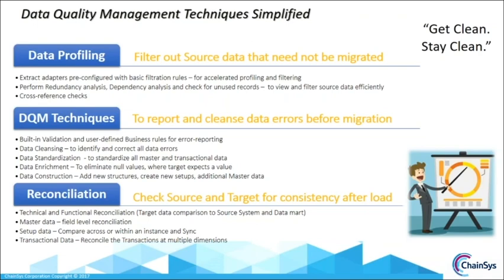We have data cleansing to identify and correct data errors. We have data standardization that allows you to standardize your data, for example, standardizing addresses. We have data enrichment. That's several types of enrichment. First of all, if the source system does not contain information required in the target system, you can have a default value put in. And we also, as I mentioned, can use external sources to enrich data. And then finally, there's data construction. You can add new structures, create new setups, and also create additional master data.